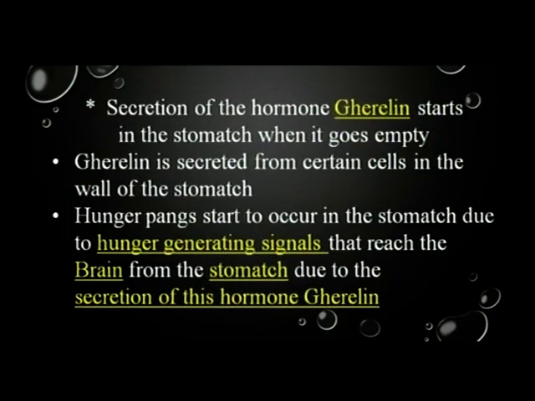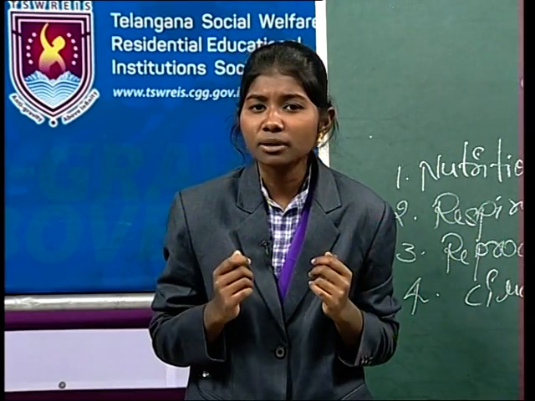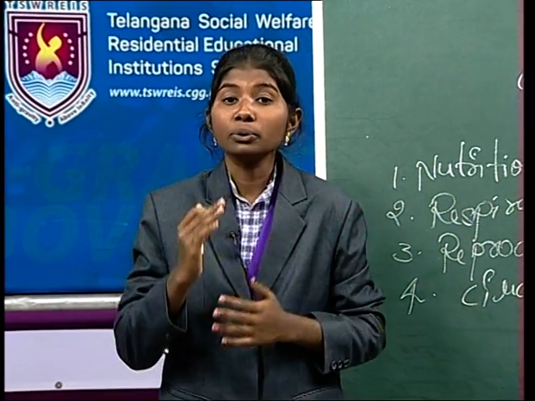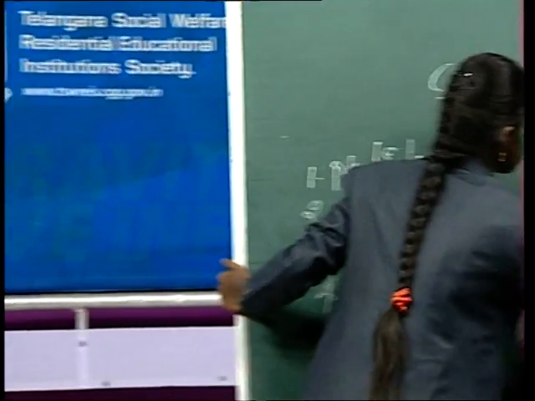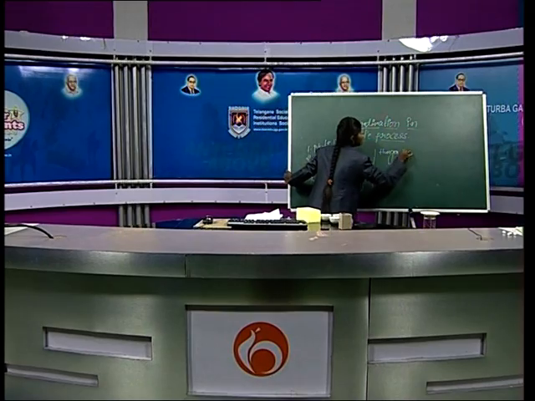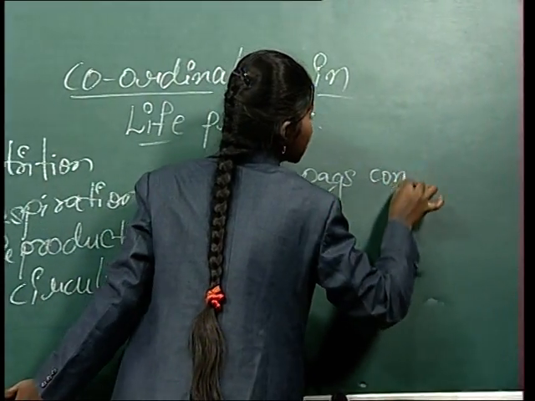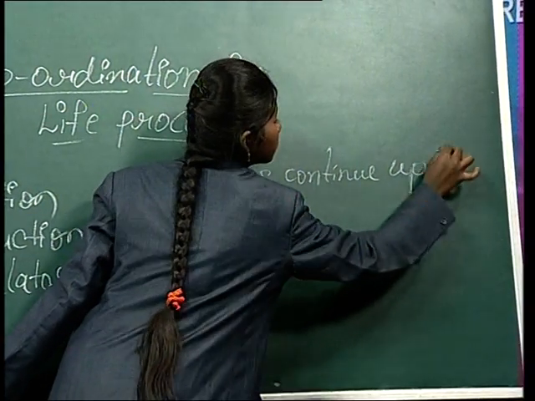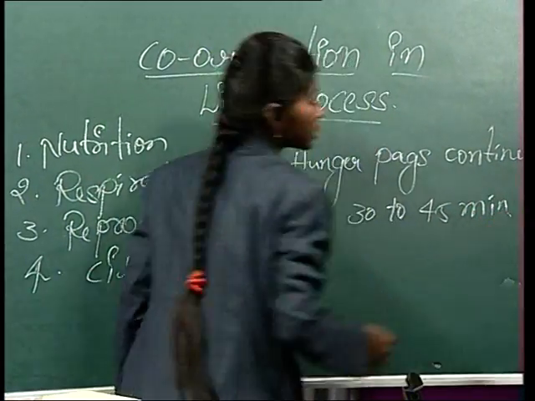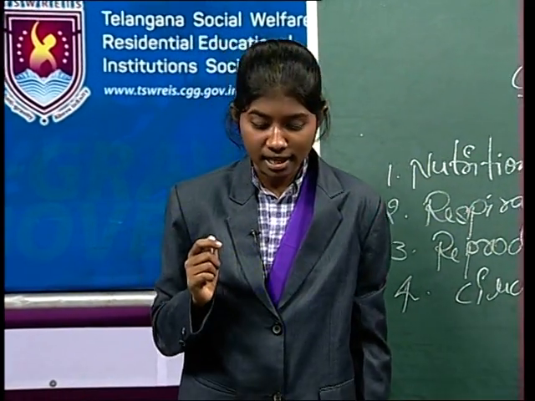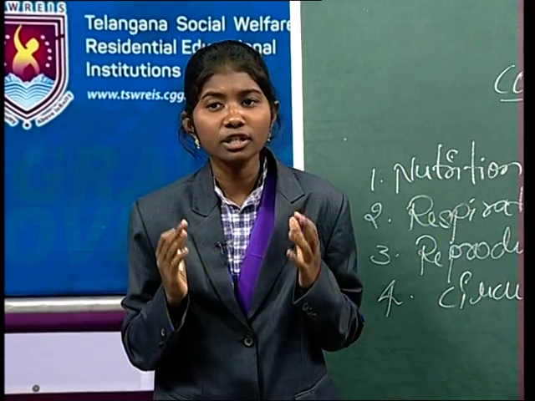It is believed that the diencephalon in the forebrain and the vagus nerve, the 10th cranial nerve, play an important role in carrying these signals to the brain. Hunger pangs continue up to 30 to 45 minutes. Increase in ghrelin levels results in the sensation of hunger and motivation to consume food.